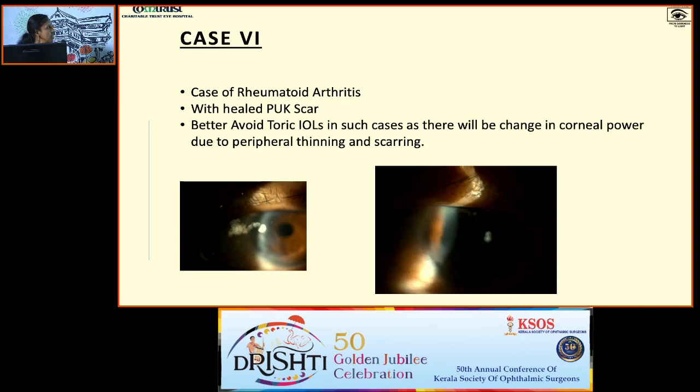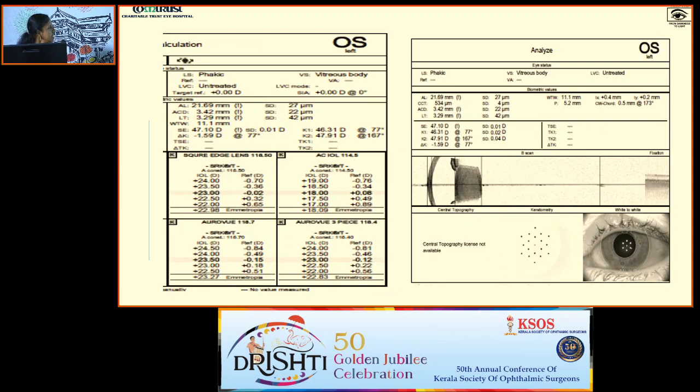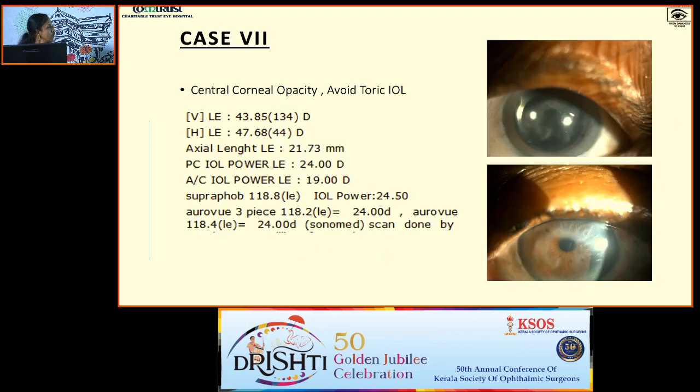Now, in a case of rheumatoid arthritis, this patient had a PUK scar. Initially, when we did the cataract surgery, she had a cylinder but not much toricity, so we implanted a monofocal IOL for this patient. Why? Because in rheumatoid arthritis there can be peripheral thinning and scarring, which is an ongoing process. So in such cases, it is better to go for a monofocal IOL only. You can see the change in the IOL power, and here you can see the cylinder is increasing. So in such patients, go for a monofocal IOL only.